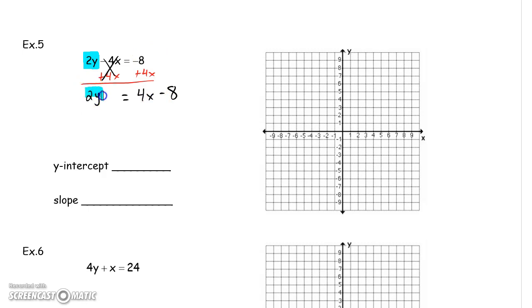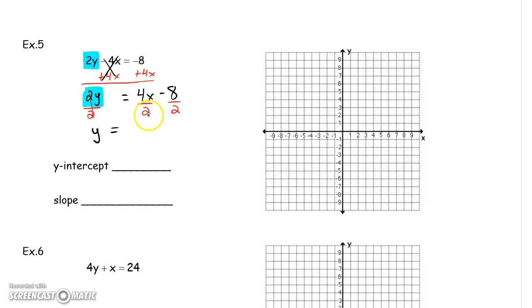At this point, I still have my 2y. I just was able to get rid of my 4x. So now to get rid of the 2, that's multiplying, I divide by 2, divide by 2, divide by 2. That leaves my y equals.